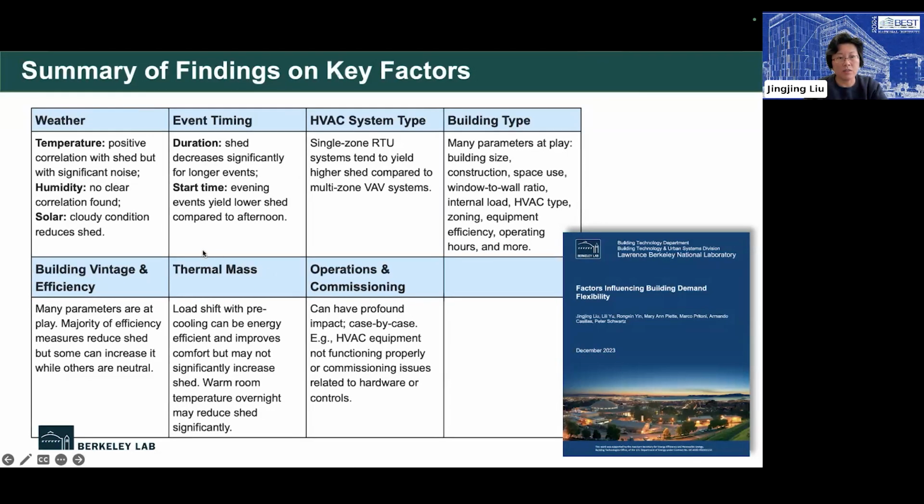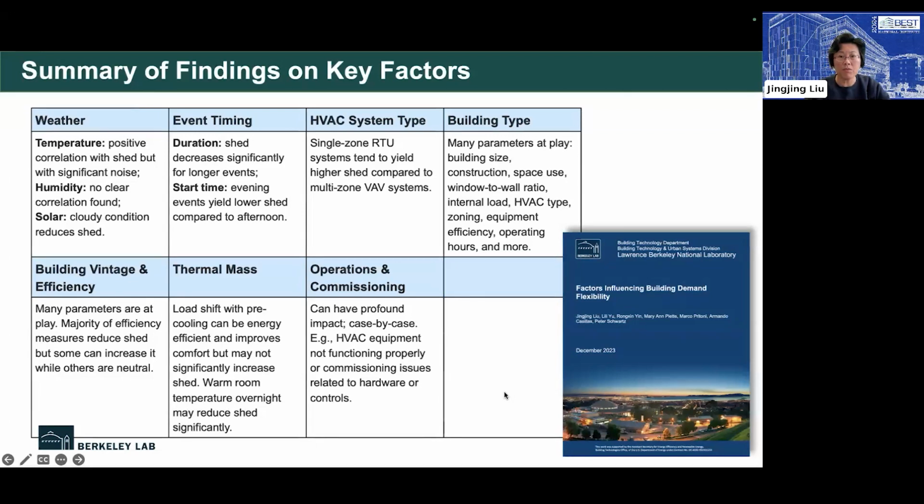Thermal mass is another pretty deep topic that we looked into. And there's also the operations and commissioning side of things. So if you're interested in understanding a little more how these different things might affect a building's demand flexibility, please feel free to download this report and look into more details.